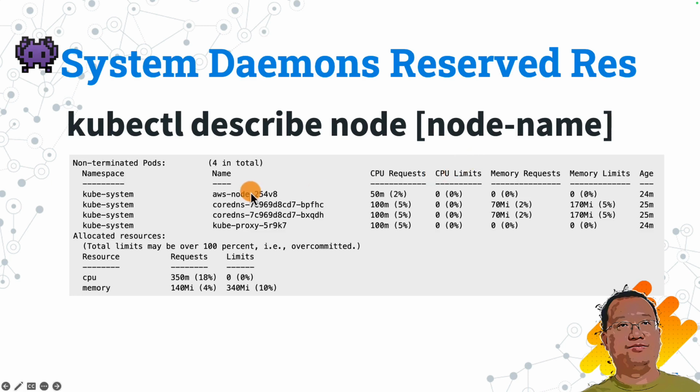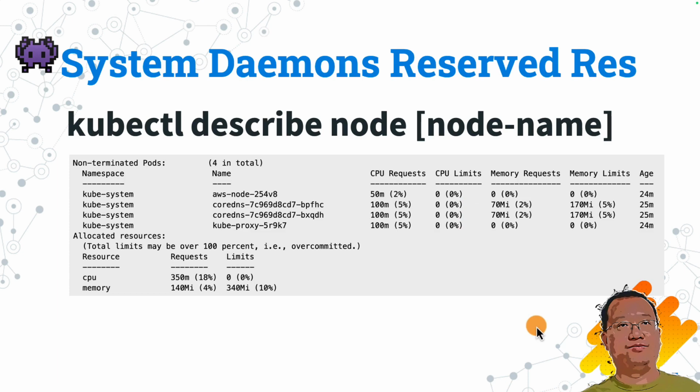The screenshot shows my EKS cluster EC2 worker node System Daemons Reserved Resources when the node starts without any specific plans. There are 4 pods running: AWS node for Amazon VPC CNI add-on, 2 CoreDNS pods, and 1 Kube proxy pod. These pods need at least 350 millicore CPU time. Request 140 megabytes memory with the startup. 340 megabytes memory is the max request. The number 0 means there is no limit, like for CPU for 4 pods.